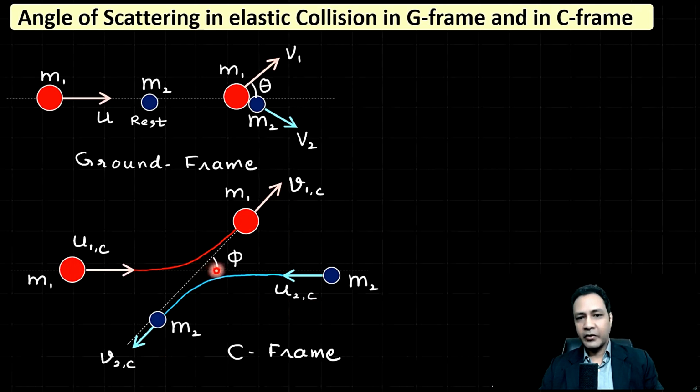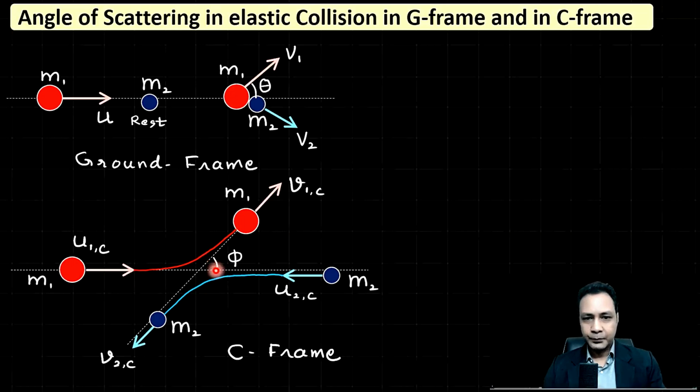How much they scatter in the C frame can virtually take any value, because this phi is determined by the line of impact, the relative masses, and the relative velocity. But what value they will deviate by in the ground frame is the main question. So once again, let me reiterate: theta is the angle of scattering of m1 in the ground frame, and phi is the angle of scattering in the C frame. I wish to find a relationship between theta and phi.